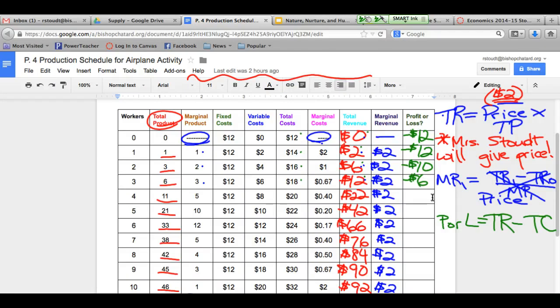At 4 workers, we're subtracting 22 minus 20 to have a profit. Woohoo! We're making money of $2 whole. At 5 workers, we're subtracting 42 minus 22 to have a profit of $20. Now our profit's going up. At 6 workers, we're subtracting 66 minus 24, so we're having a whole profit of $42.